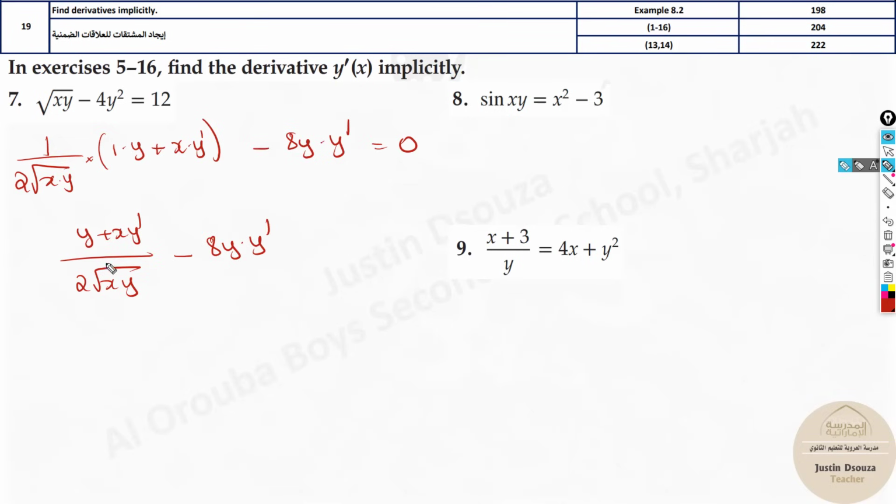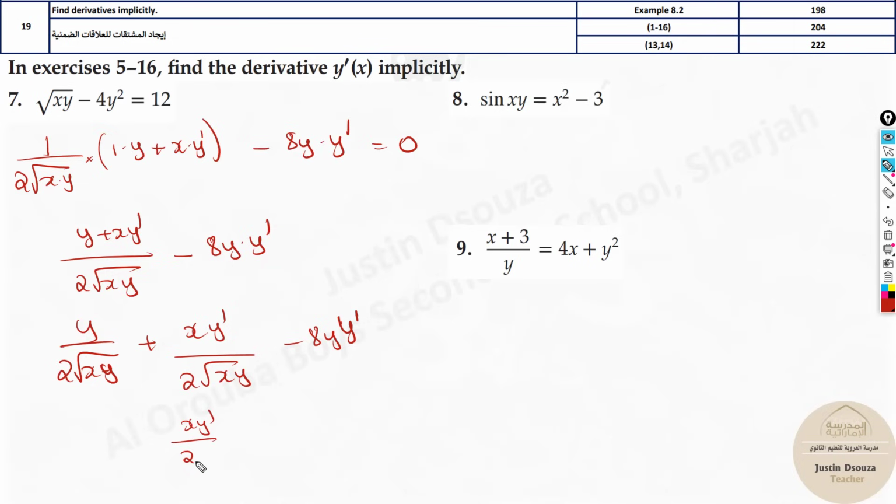So this can be split out, distributive property. So you will get y divided by 2 root xy plus xy dash divided by 2 root xy minus 8y y dash. Take this term to the other side, keep both the y dash together. So that can be done. So xy dash divided by 2 root xy remains, and minus 8y into y dash remains. That will be equal to the negative value of this y divided by 2 root xy. Why? Because we moved it to the other side.